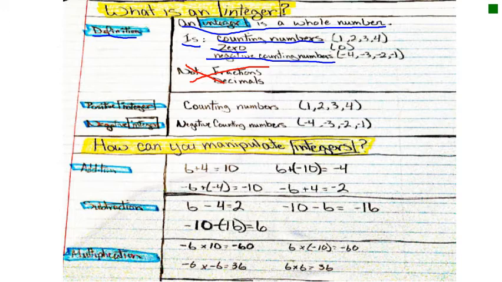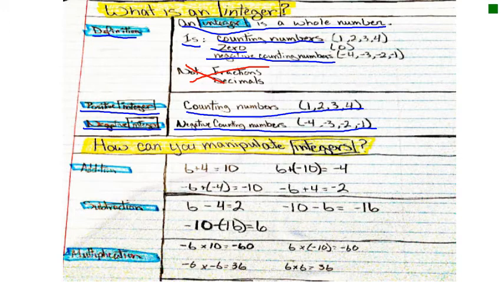We have two types of integers. We have a positive integer, which is your counting number. We also have negative integers, which are negative of the counting numbers, as seen here and above.